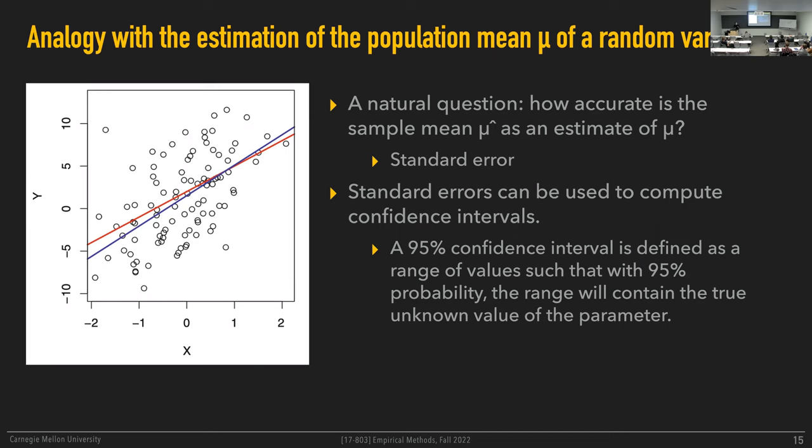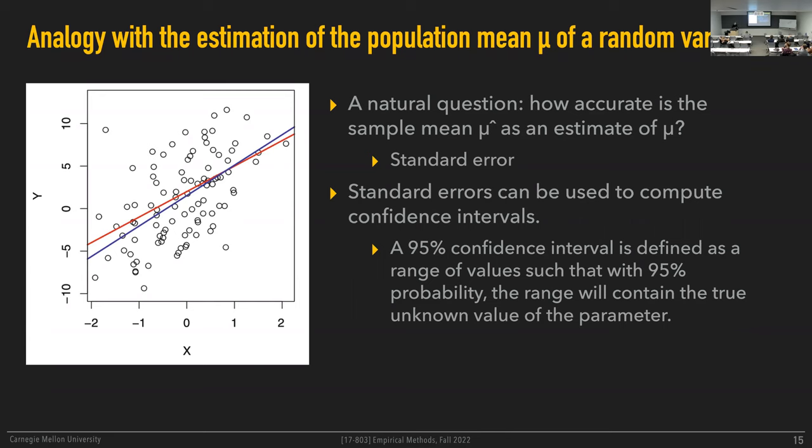So standard errors are used to compute confidence intervals. And let's say you have a 95% confidence interval. That means that it's defined as the range of values such that with 95% probability, the range will contain the true unknown value of that population mean. So if I draw a new random sample from this population, compute the mean, right, 95 times out of 100, this random sample will contain the actual unobserved true mean.